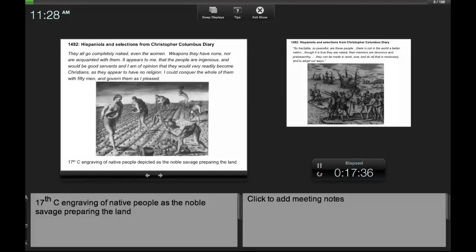And so when he comes, all Europeans are stunned when they first arrive, the first generation, because they're tall, they're healthy, they seem to be nice. And of course, as Christians, they have no religion. And he says, with 50 men, I could govern them as they please. Now, when this message gets back to Europe, of course, any second son who's not going to inherit land gets on a boat to create his own fortune.